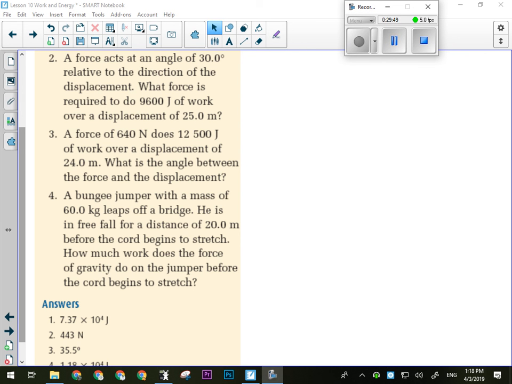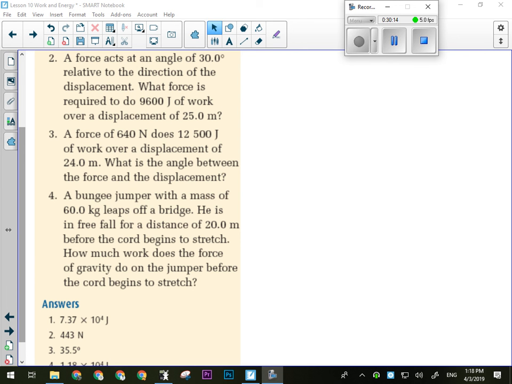Okay, so with number 4, I've got this bungee jumper who jumps off of a bridge, because that's what they do. They're in free fall for 20 meters before the cord starts to stretch. It's only when the cord starts to stretch that you're changing the mechanical energy of the falling person, right? Because you're slowing them down. You're taking away some of their mechanical energy.